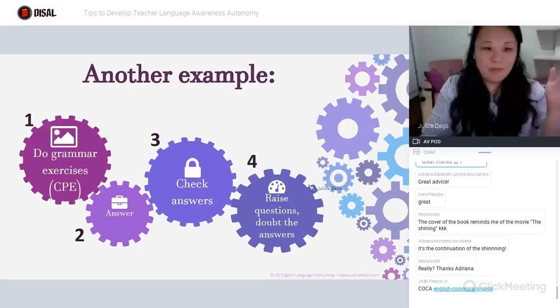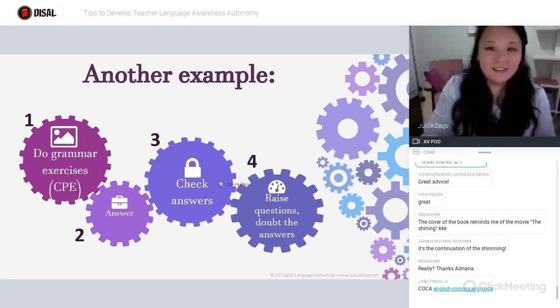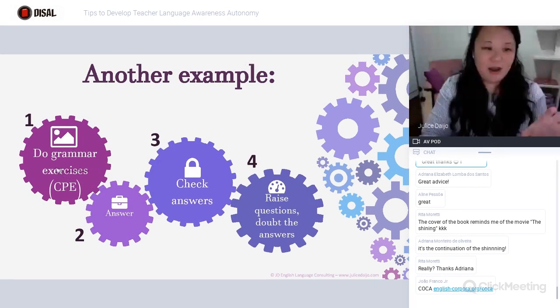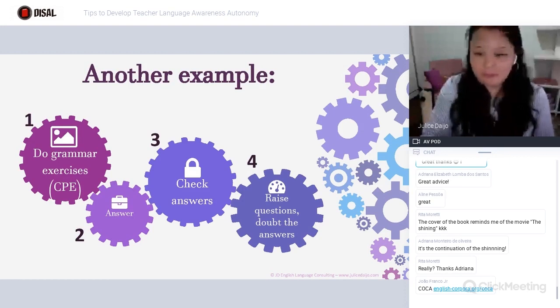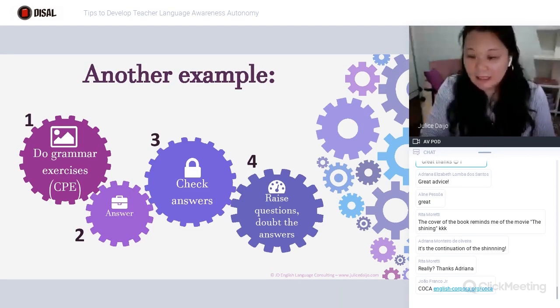So going back here to making the process visual, this is what I meant. Grammar exercises or any kind of exercises: answer, check answers, and always doubt the answers. Go further. Okay.